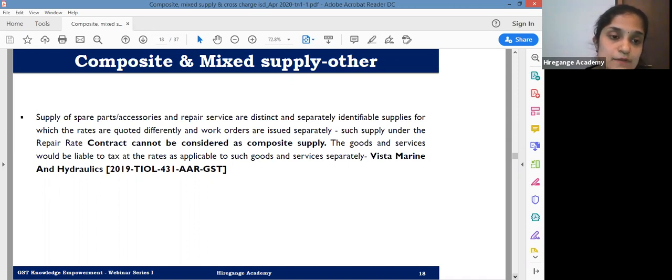But if there is a supply of the spare parts done independently, and the repair service independently being done, where rates are quoted differently, separate work orders are getting issued, then such a supply will not be treated as a composite supply. These are going to be independent supplies. Why? Because from the work order stage itself, purchase order stage, invoicing stage, goods and services are being segregated, and the goods are to be taxed at the rate applicable to such spares or parts, and services to be taxed at the rate which is applicable to such repair services.